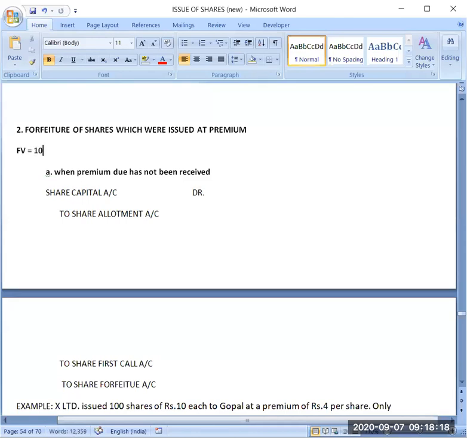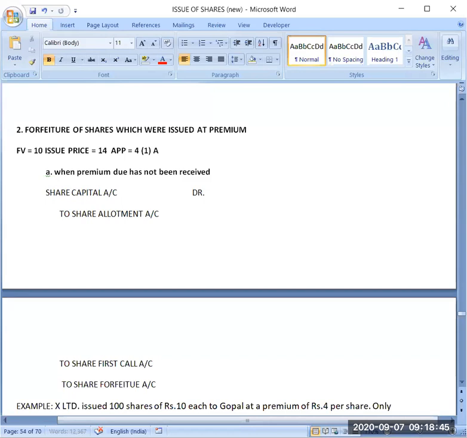Face value is rupees 10 and issue price is suppose rupees 14. Application money suppose rupees 4, including 1 as premium.